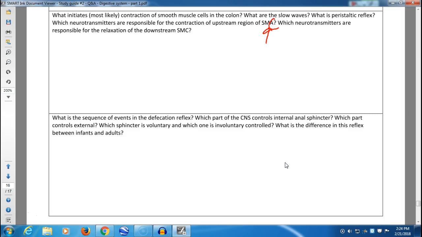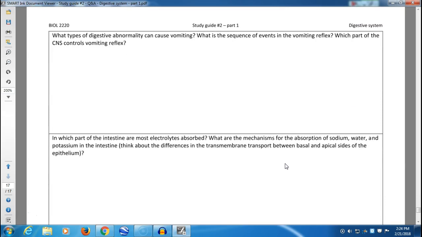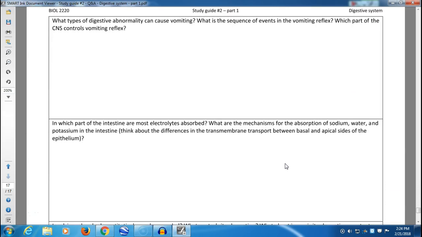Okay, we got defecation. What's the difference in this reflex between infants and adults? Infants cannot control it. Hopefully adults can.